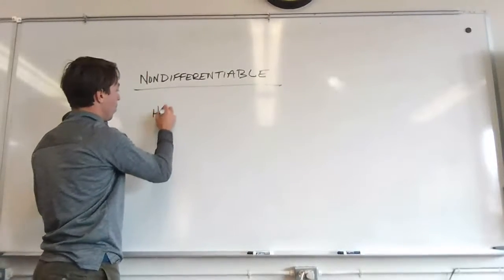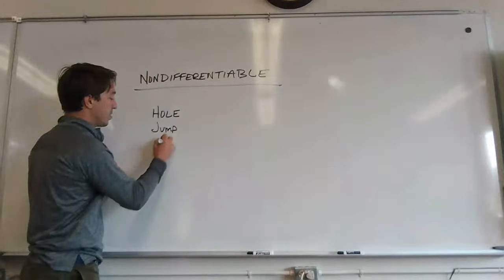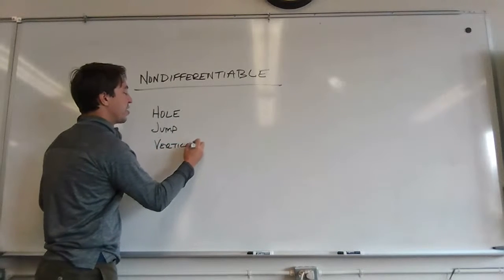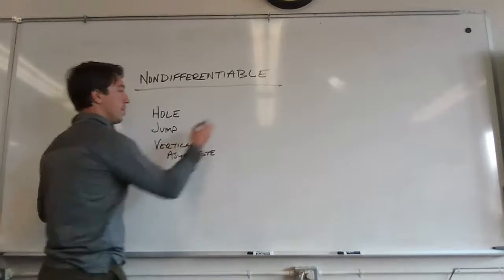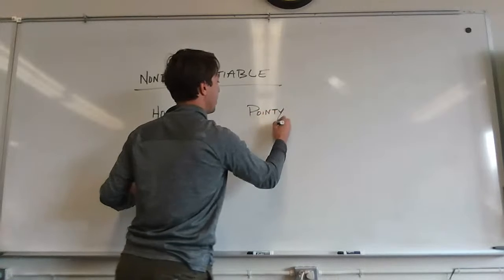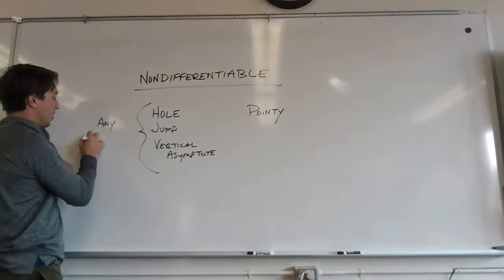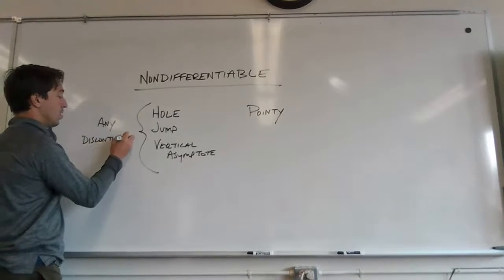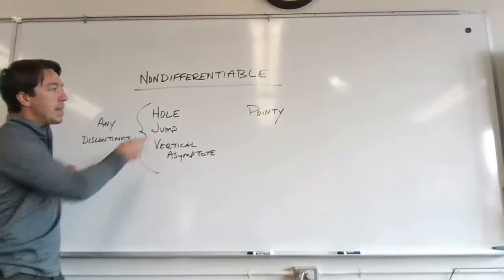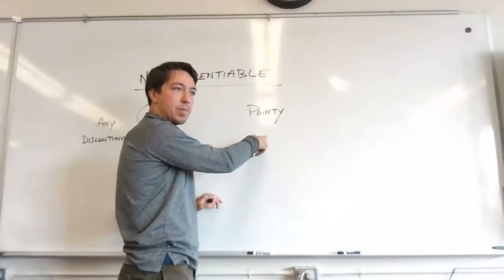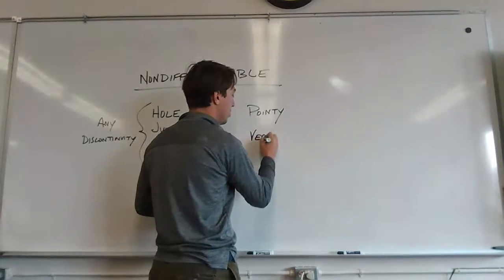Great, so a hole. Anyone else? Jump. Vertical asymptote. You can write the whole word out. Whoa, wow, dedication to our education. So dedicated. So pointy. By the way, this is a whole family of stuff, really any discontinuity. Holes, jumps, asymptotes, right? But then there's another family of places that you can be non-differentiable. There's a pointy spot. And the other one we're going to add in is vertical tangent line.